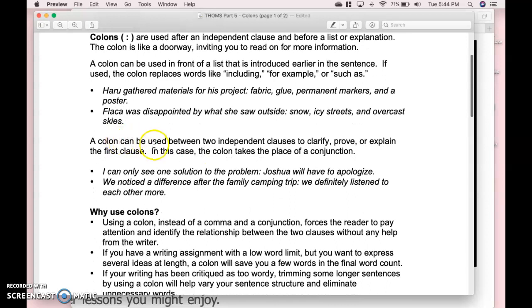A colon can also be used between two independent clauses in order to clarify, prove, or explain the first clause and more additional information, okay? In this case, the colon takes the place of a conjunction. A conjunction is a word such as and, or but.